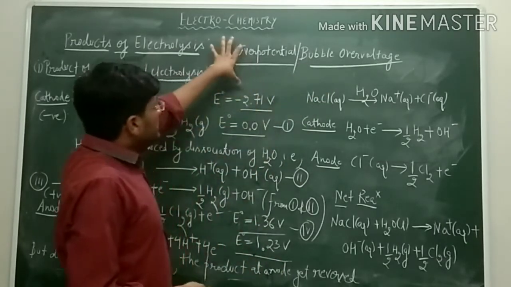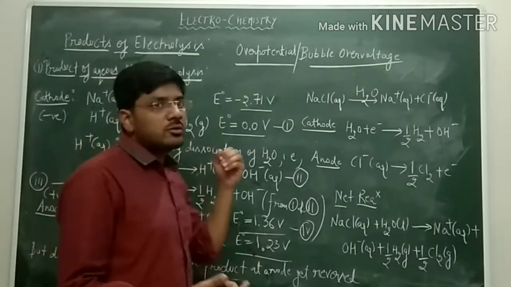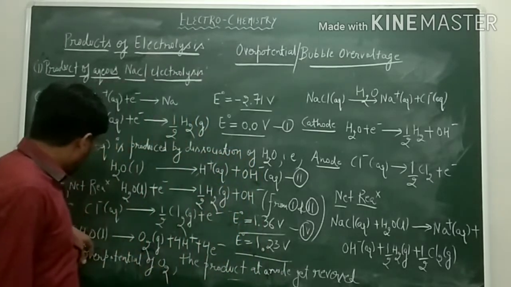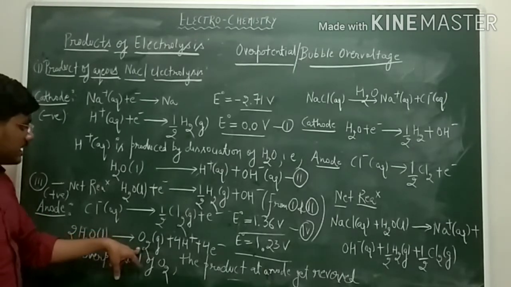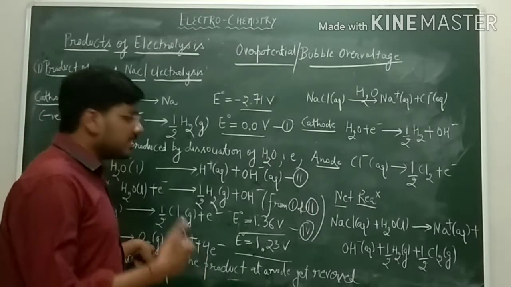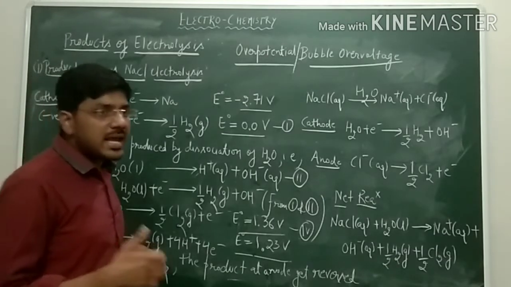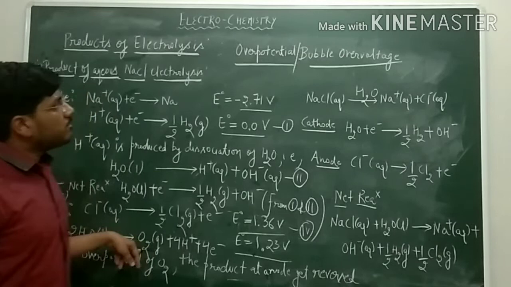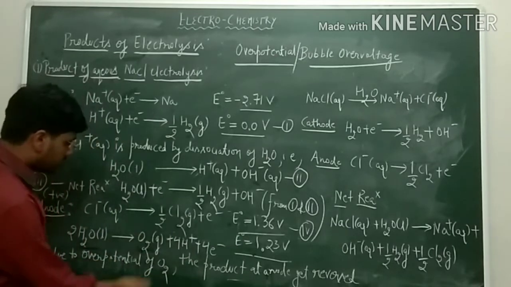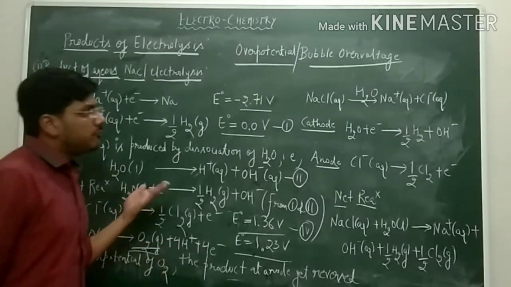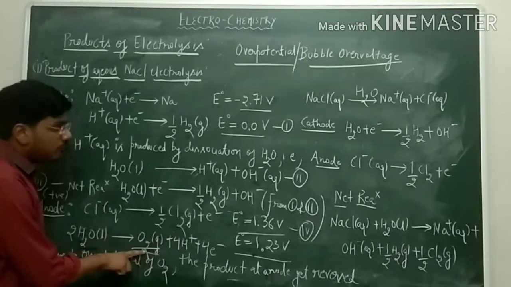Now, what is overpotential? Overpotential is the extra potential we have to apply for the reaction to take place. This water oxidation to form oxygen gas, although feasible, is kinetically very slow. Kinetic means the speed of the reaction is very low. To enhance its speed, we have to apply some extra potential, and if we apply the extra potential, then formation of oxygen becomes more difficult. So the product we will observe at the anode is chlorine instead of oxygen gas.